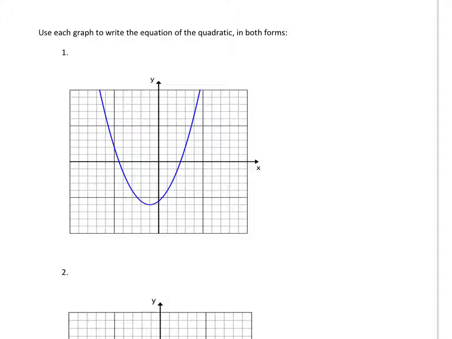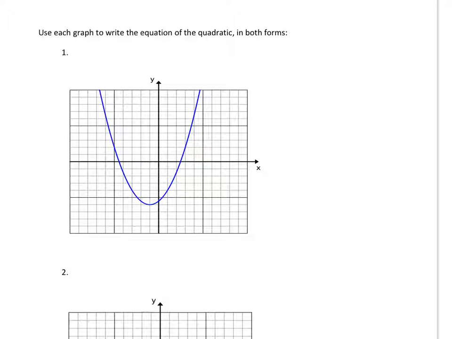I just want to go through these two examples of if you're given a graph, how to write the equation of the quadratic, and we'll write it in both forms. So the easiest form to first get this equation is going to be vertex form, and then at the very end we'll change that into standard form.